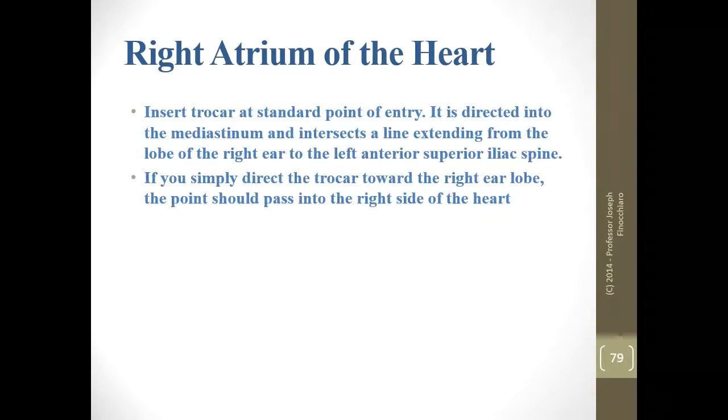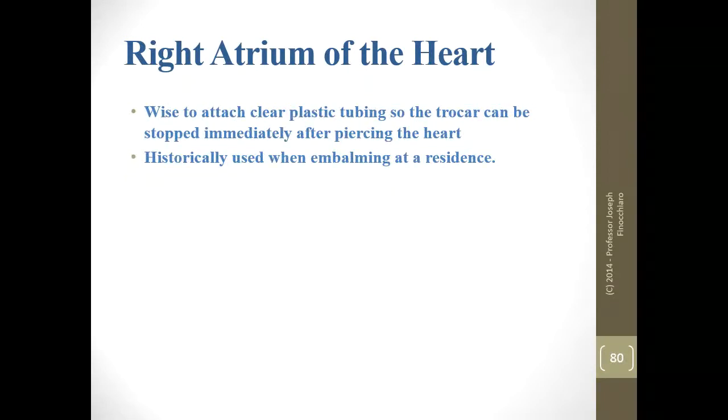It tells you to insert the trocar at the standard point of entry, 2 up and 2 over. It is directed into the mediastinum and intersects a line extending from the lobe of the right ear to the left anterior superior iliac spine. If you simply direct the trocar towards the right earlobe, the point should pass right into the right side of the heart. Usually wise to attach some clear tubing so that you can see when you've actually burst the heart with it, so that you don't continue pushing. Historically, this is what was used when embalming in a residence.